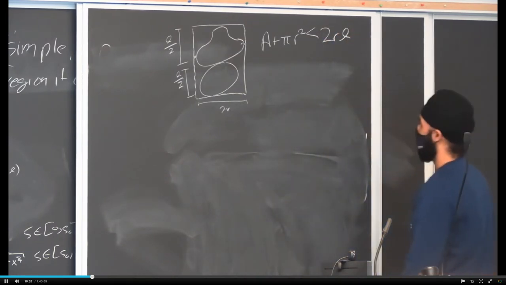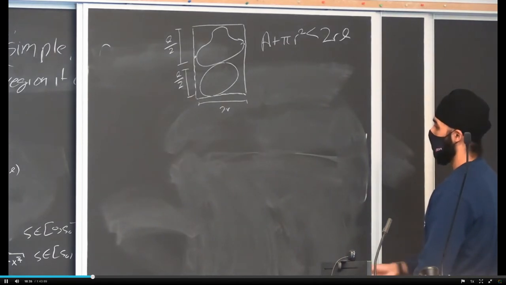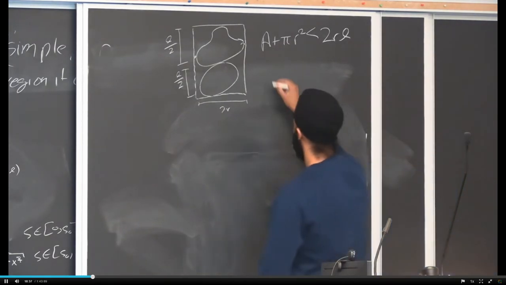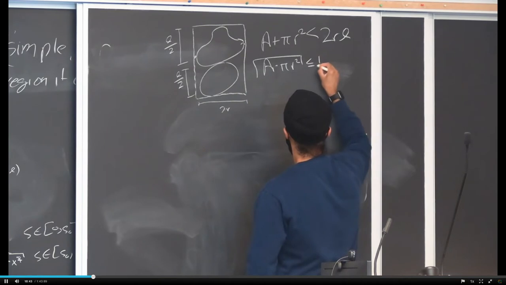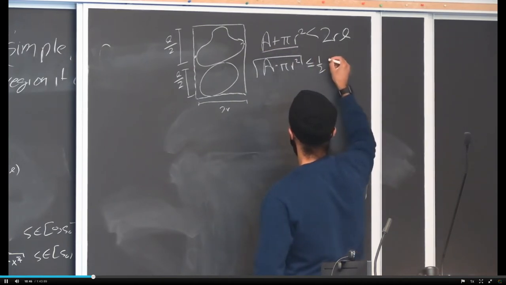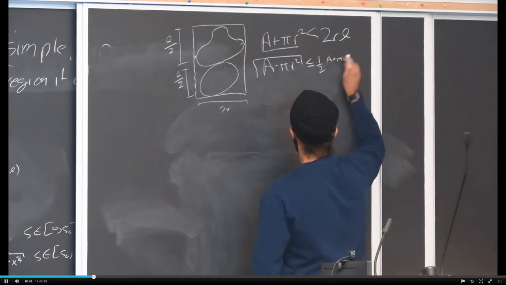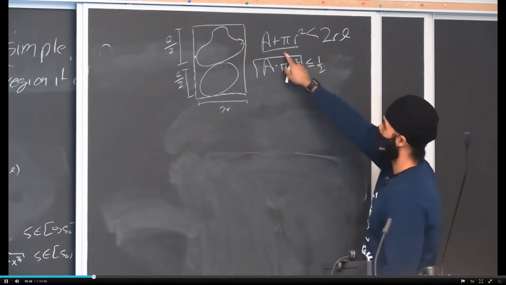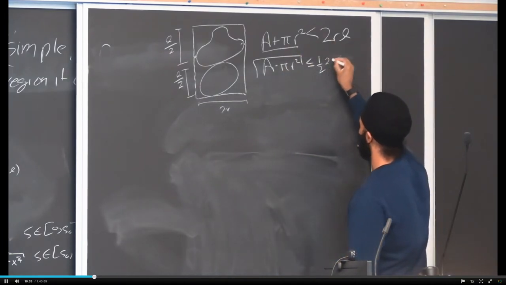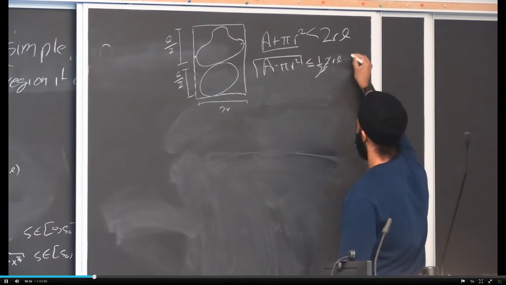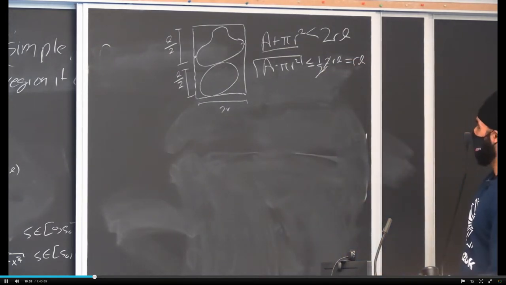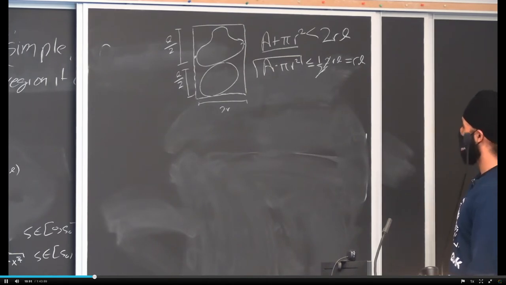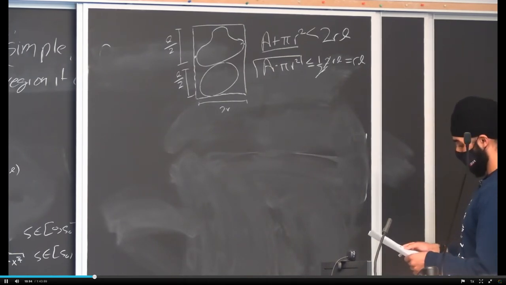So what we can say is that we have a bound on the two areas of 2RL. And now we're going to use the AM-GM inequality, which says that the square root of A times pi r squared is less than or equal to half of this sum. So let's write A plus pi r squared. Actually, half of this sum, I'm just going to skip a step and write 2RL. This cancels out, which is equal to RL. So we're pretty close.